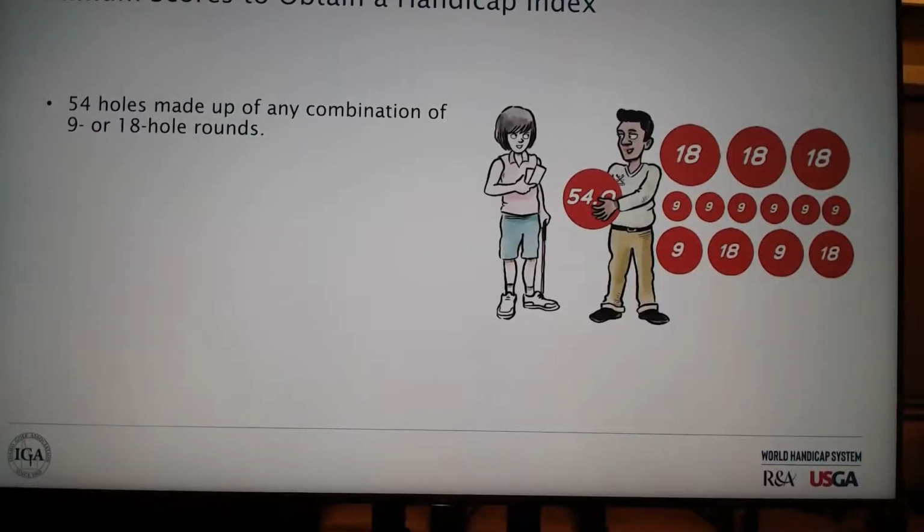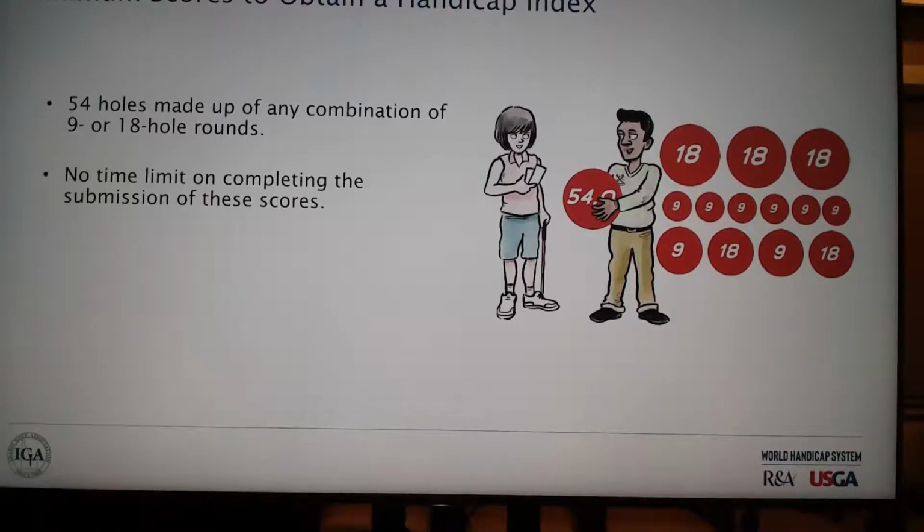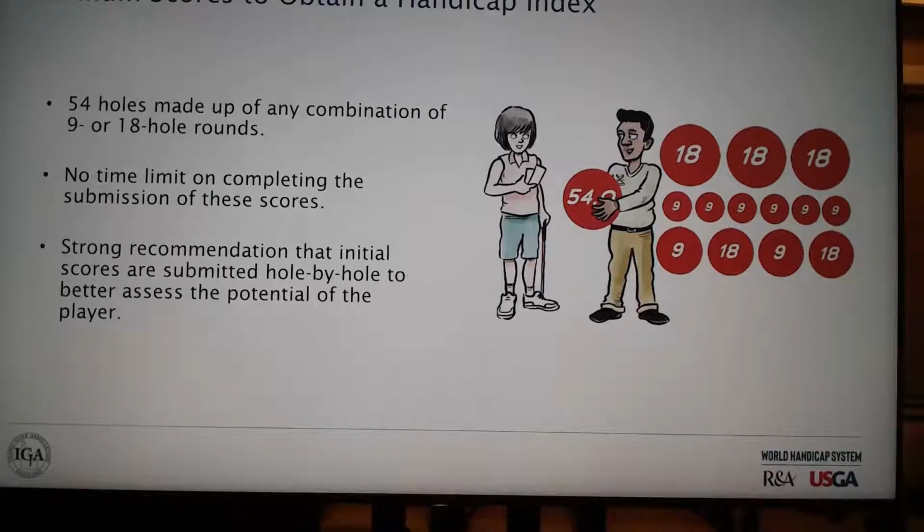So let's talk a little bit about the minimum requirements for getting a handicap. It is 3 18-hole scores or 5 9-hole scores posted. Okay, that'll get you your initial index there. There's no limit on the time for completing the submission of these scores. It's just whenever you get that sum total, it'll then start calculating your index. There is a strong recommendation, obviously, that we post our initial scores by submitting a hole-by-hole submission for score.